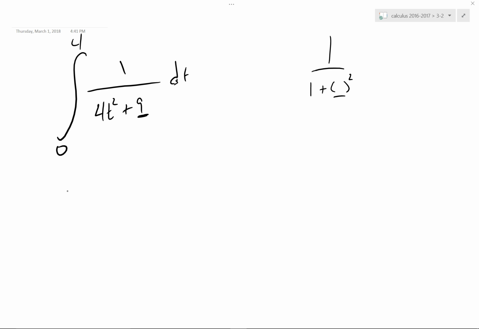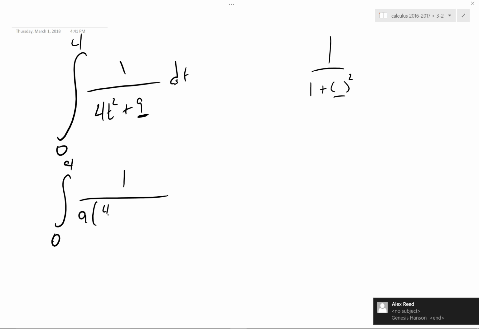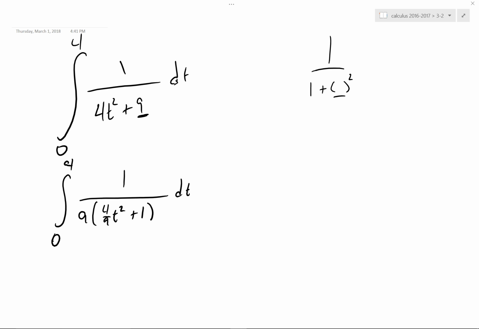So how to do that is I'm going to factor out a 9 out of those two bottom guys. So it's going to be 4/9 t squared plus 1, okay, dt. And I'm going to continue factoring that 9 all the way out because it's just a constant. Get it out of your hair. Okay? Now, we're getting close.